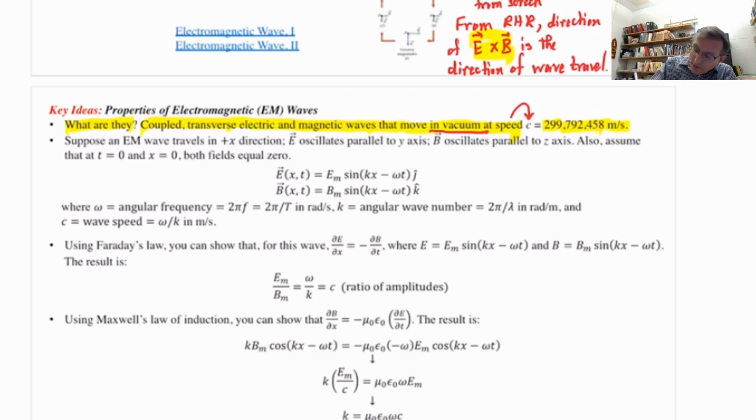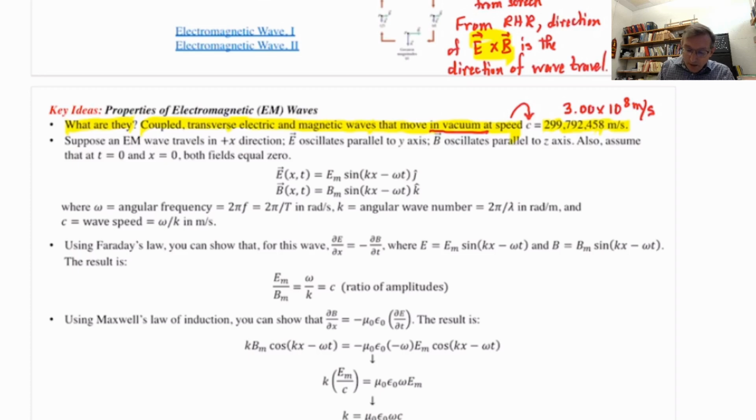What most textbooks will do is round that and write it in scientific notation, like this: 3 times 10 to the 8 meters per second. 3.00 times 10 to the 8 meters per second.